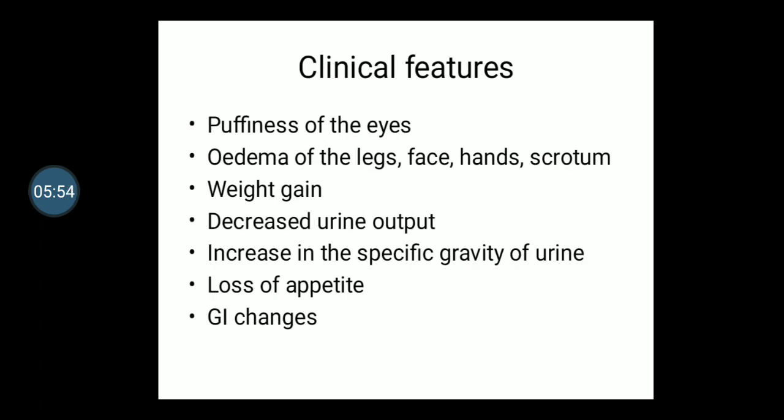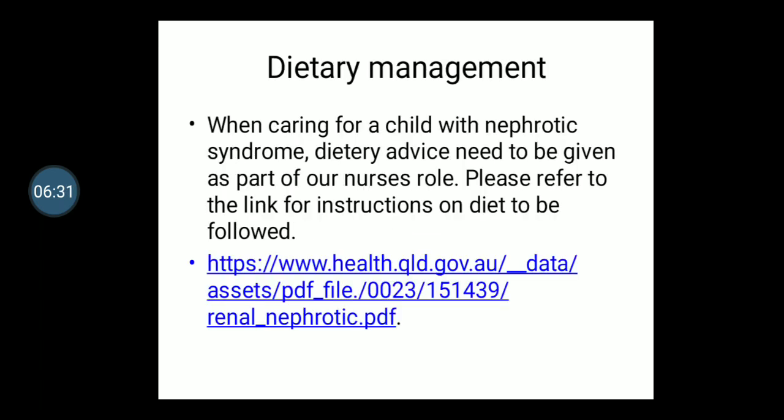Let us see about the clinical features of nephrotic syndrome. That is puffiness of the eyes, edema of the legs, face, hands, scrotum, weight gain, decreased urine output, increase in the specific gravity of urine, loss of appetite, and gastrointestinal changes, either in the form of constipation or diarrhea. You may also go in for ascites. So having all these in mind, let's see about what is the dietary management.